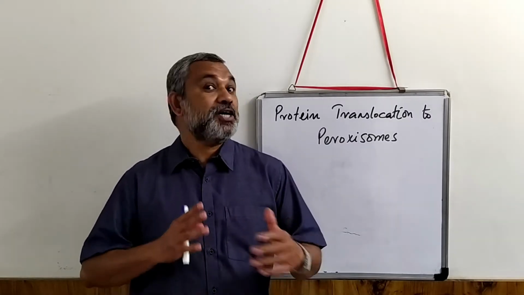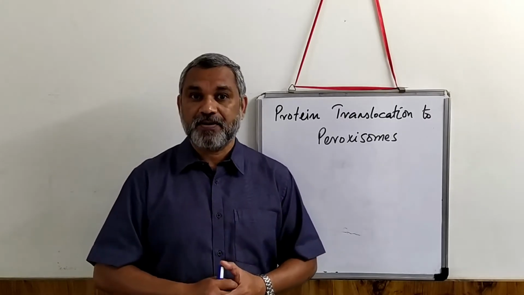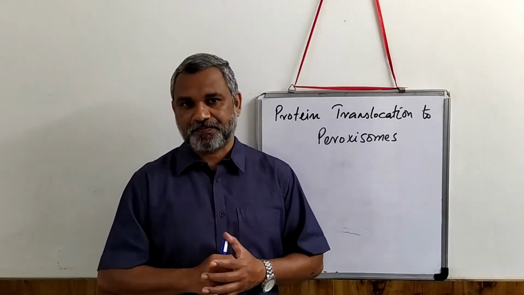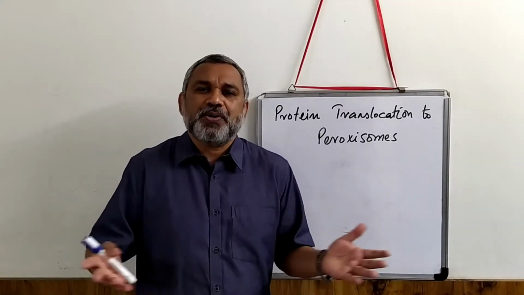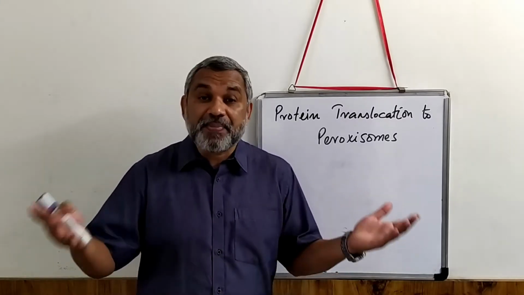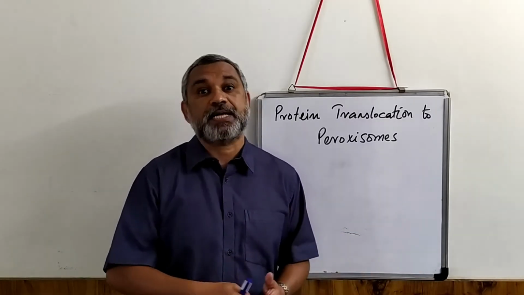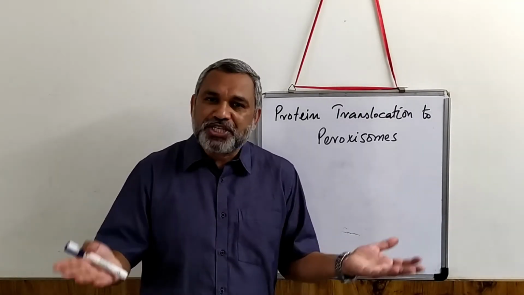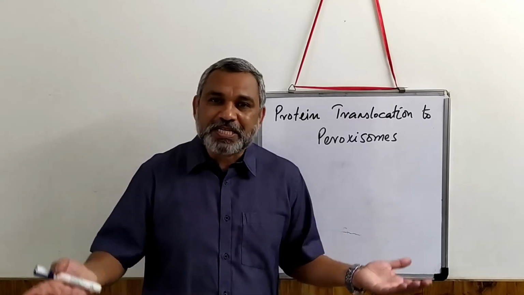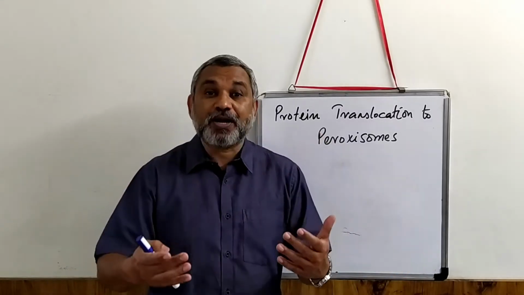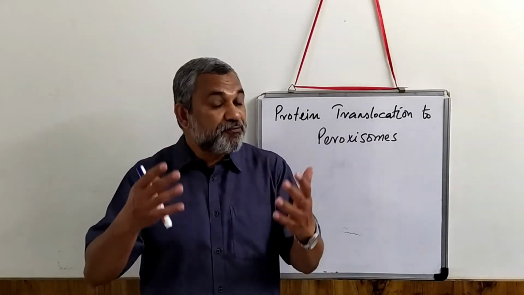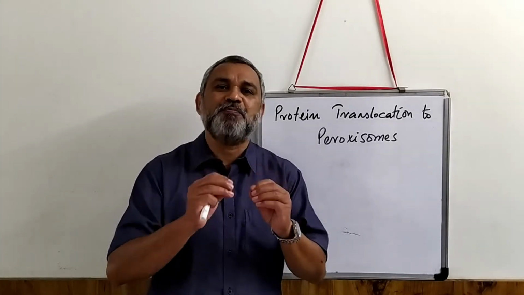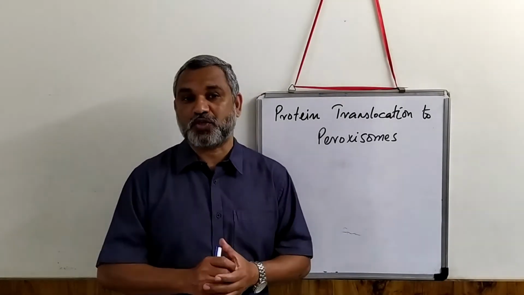In this video, we are going to discuss the translocation of proteins to peroxisomes. Peroxisomes are a different kind of cell organelle when we compare them with mitochondria and chloroplasts. That is because a peroxisome has a single membrane, a single bilayer, not like chloroplasts and mitochondria. Also, peroxisomes have no genome of their own and do not synthesize proteins. Therefore, peroxisomes are slightly different from chloroplasts and mitochondria. We are going to look at how proteins are translocated to peroxisomes.